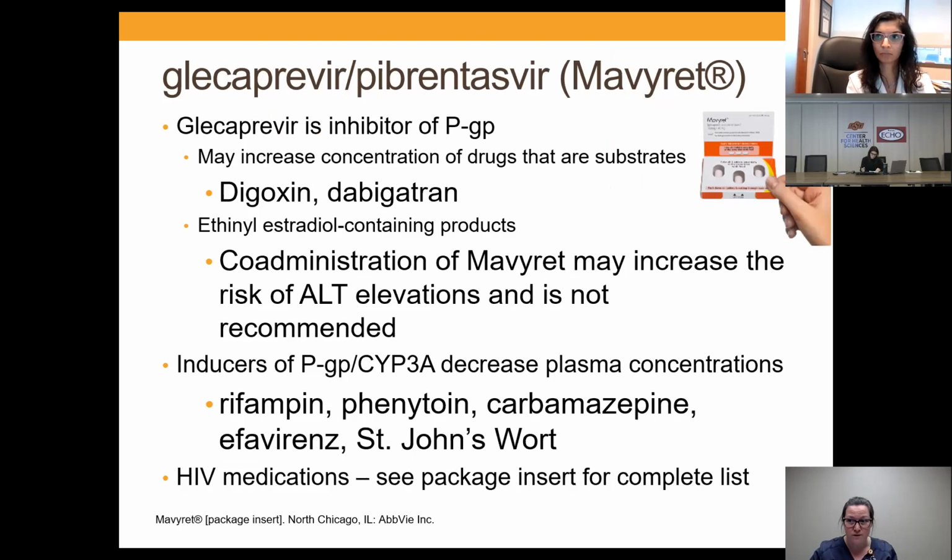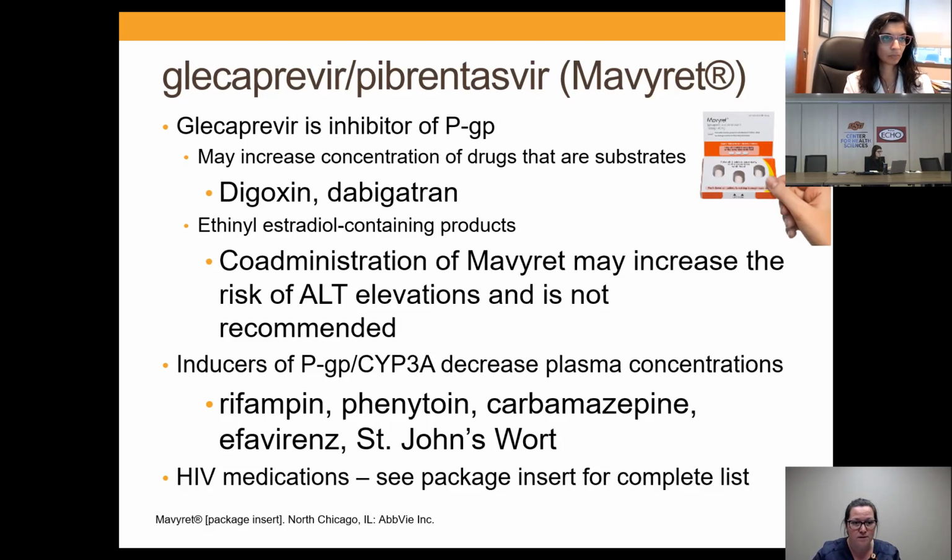Now, Mavyret is one that we use often. Again, it is a protease inhibitor. So you see the previr protease inhibitor ending, and then the asvir ending, so it's the NS5A inhibitor. It has some drug interactions to worry about, the digoxin and dabigatran being 2.